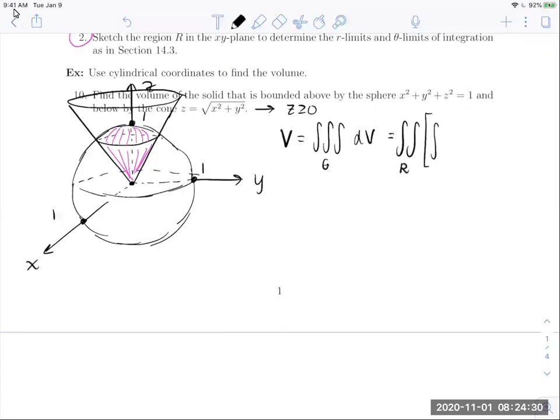And then what I want is my upper limit of integration to be the surface that's bounding above my snow cone. That happens to be the sphere. And so what I'm going to do is take this equation of a sphere and solve for z. So z squared equals 1 minus x squared minus y squared, or z equals, again, instead of taking a plus or minus, I only care about the upper hemisphere. So I'm going to do the positive square root of 1 minus x squared minus y squared. And so that's going to become my upper limit of integration.